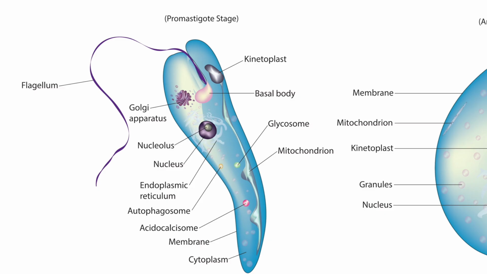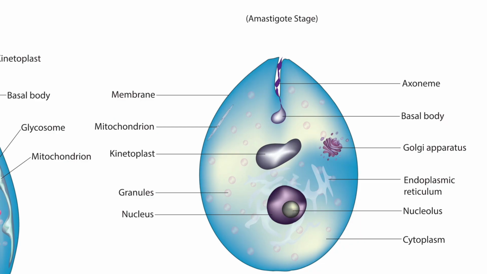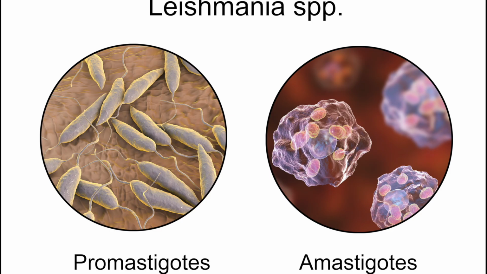There's two stages of Leishmania. One is a promastigote stage or form, and that is usually what's found in their vector, the sandfly. And the amastigote stage is found in mammals, and that is usually going to be found inside of macrophages. And macrophages are the very cells that are responsible for clearing this infection as part of the innate immune system. And so we're going to talk about that a little bit more later.